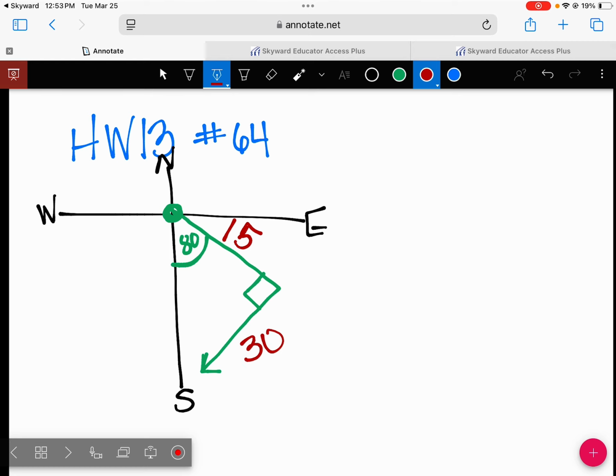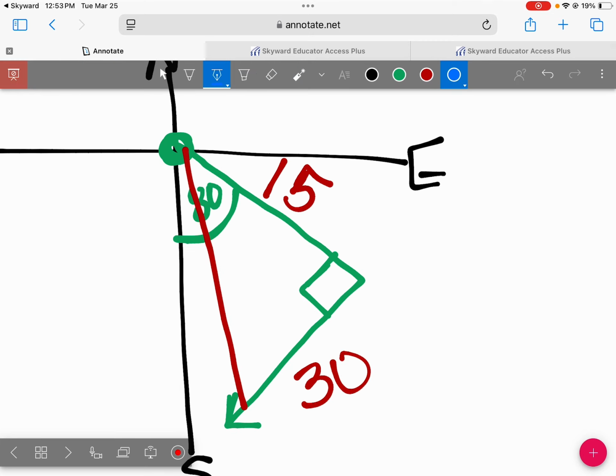It's asking us what is the bearing to the ship from the port. So from here going here, what it's asking us for is this angle right here. This is what it's asking us for. Now, before we can find this piece, this slice of the pie, we need to figure out what is this slice of the pie, which is in blue.